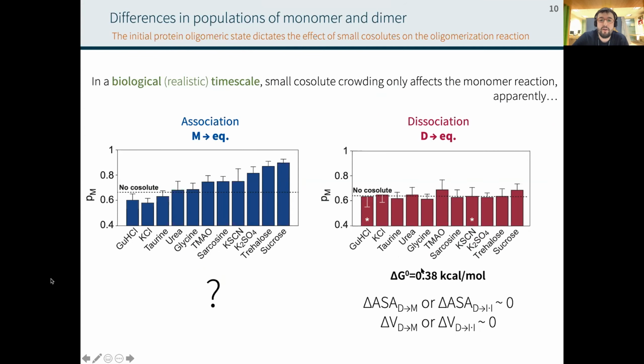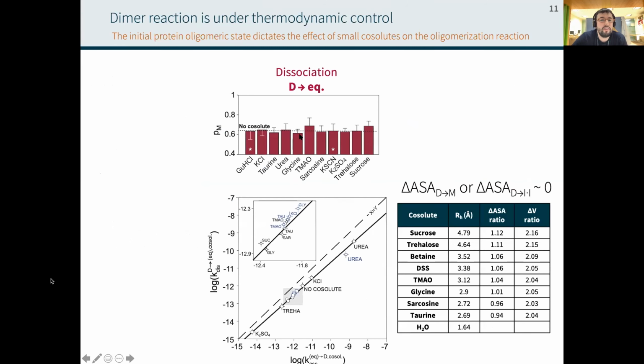So what's happening here? Basically, in this case, because the difference in the surface accessible area is so small, those can explain this, but the same should happen for the monomer. So what is happening here?